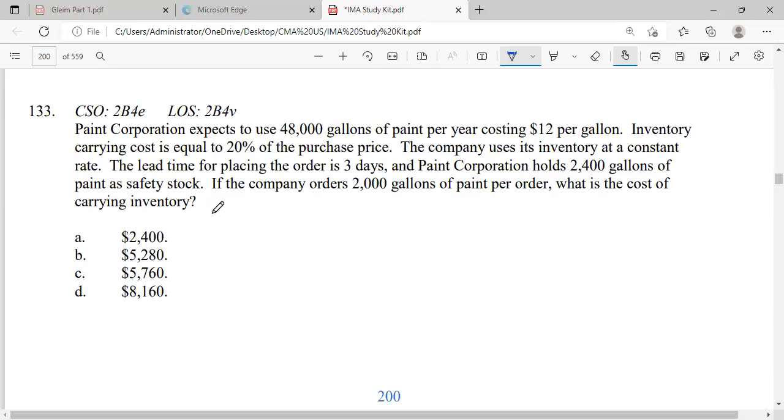Whenever we have a question like this, we should read the requirement. If the company orders 2,000 gallons of paint per order, what is the cost of carrying inventory? Paint Corporation expects 48,000 gallons of paint per year, costing $12 per gallon. Inventory carrying cost is equal to 20% of the purchase price. I hope you have a calculator with you. I'm also opening my calculator here.